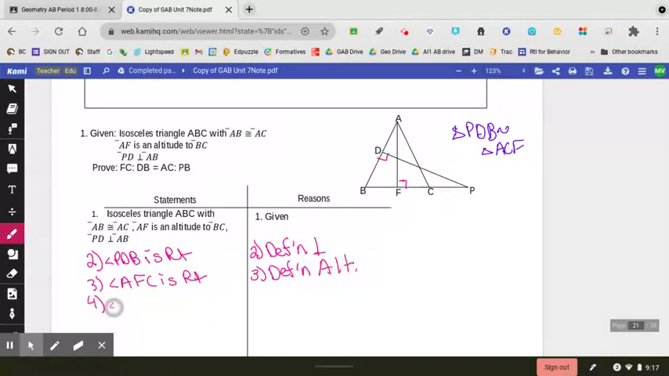So I already have one angle in each triangle congruent. So PDB is congruent to AFC. All right angles are congruent. Now I need another one. Well, I was told that AB is congruent to AC because that triangle is isosceles. So that means that angle B is congruent to angle ACF.